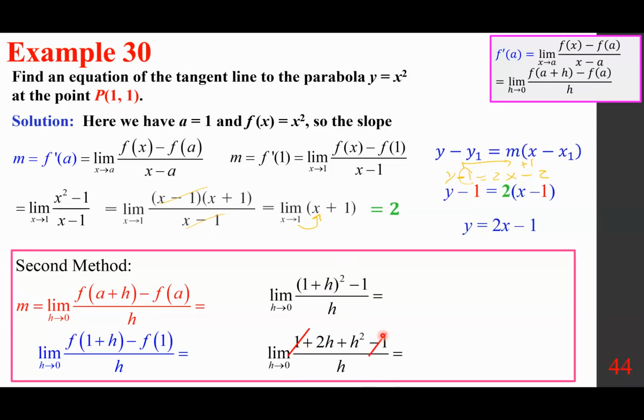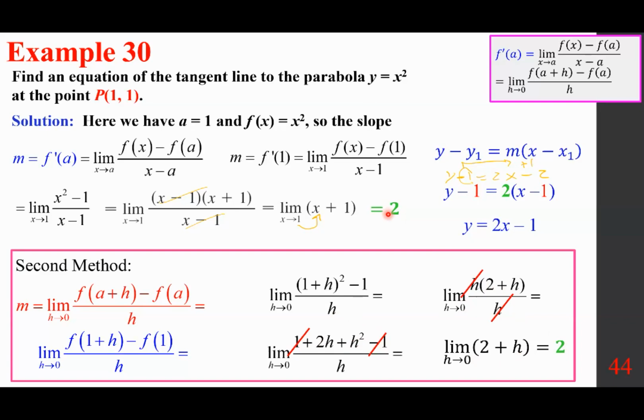1 and negative 1 cancel each other. We can factor out the h. H and h cancel each other. And if you plug in 0, you get 2. As you can see, they are identical.